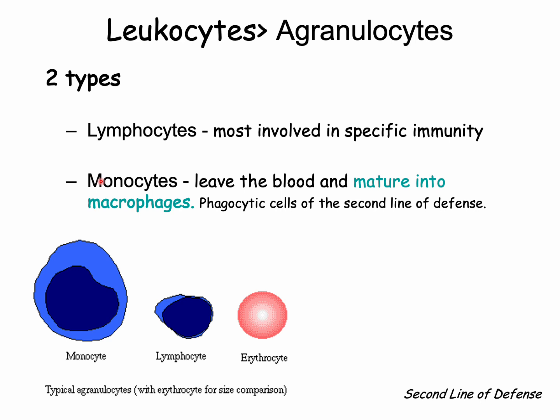And then monocytes right here, as they mature, they become macrophages. And macrophages are important phagocytic cells, also for that second line of defense and being recruited to an area of inflammation.